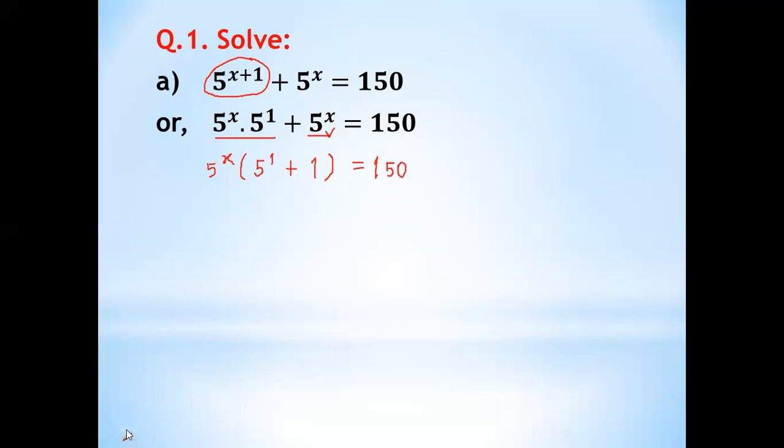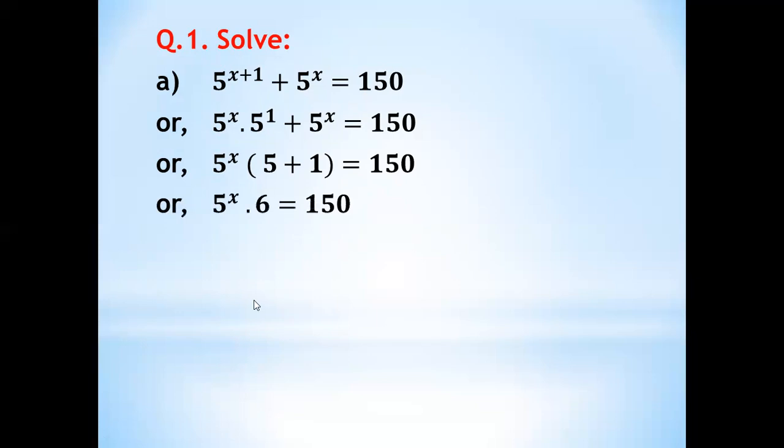Now you can see the same step that we have done here. Okay, 5 to the power 1 is 5 itself. Now 5 plus 1 becomes 6. That's right. So the left hand side is 5 to the power x times 6 equals 150. Now, easily we can send this 6 to the right hand side. And as it is in the form of multiplication on the left hand side, when 6 goes to the right hand side, it will be in the form of divide.